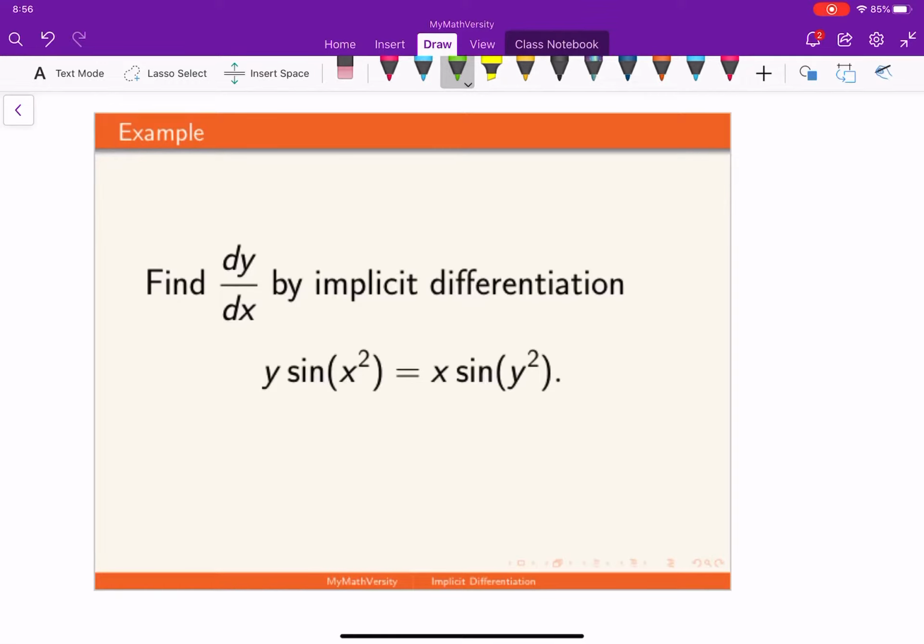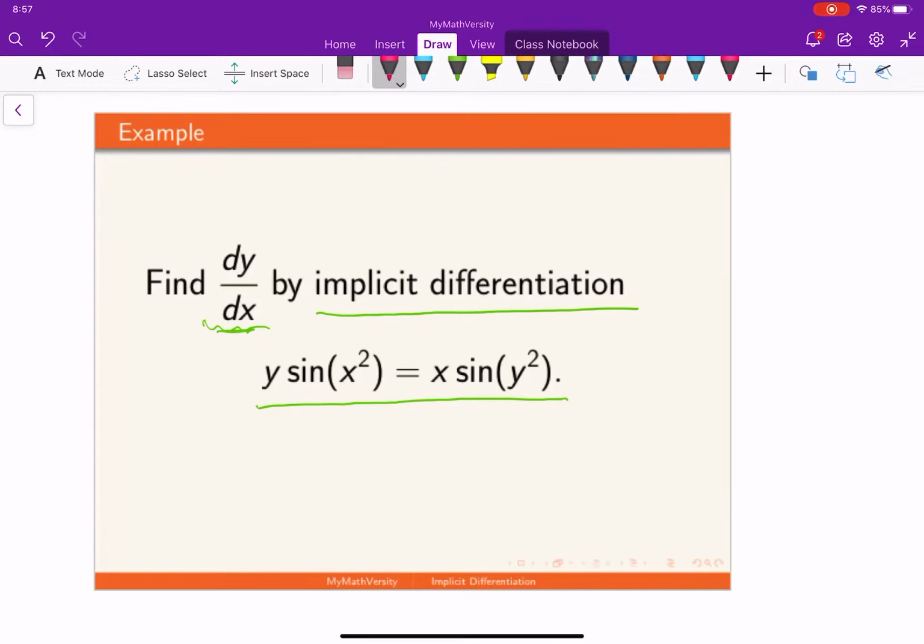In this example, we need to find the derivative of y with respect to x by using the implicit differentiation technique. We have given here an implicit equation: y times sine of x squared is equal to x times sine of y squared. So let's try to find the derivative of y with respect to x from this implicit equation.